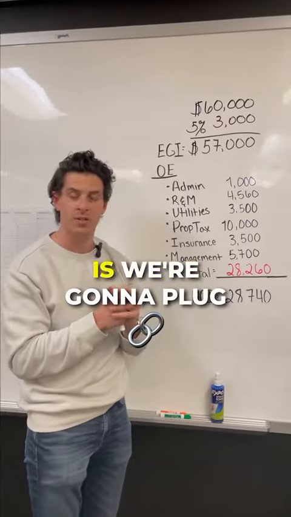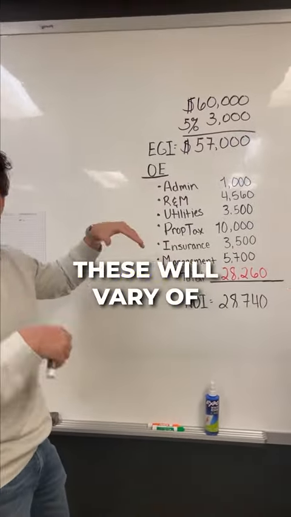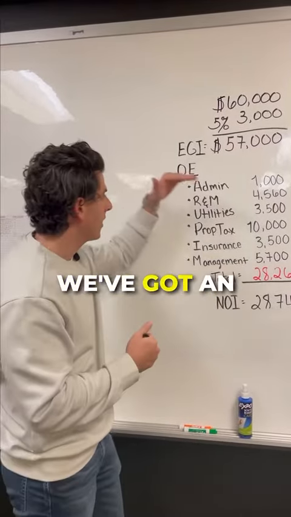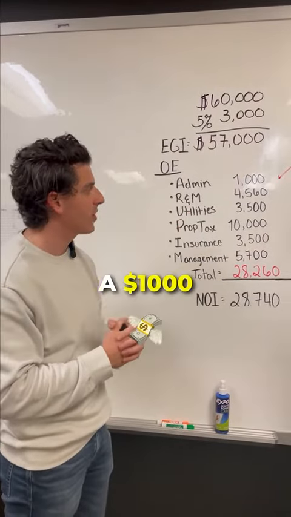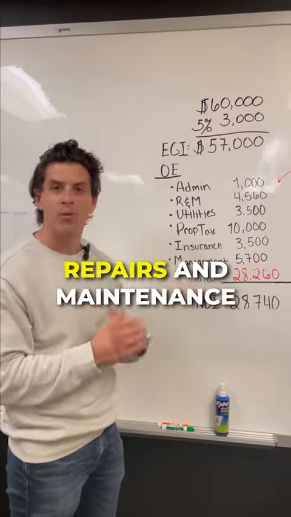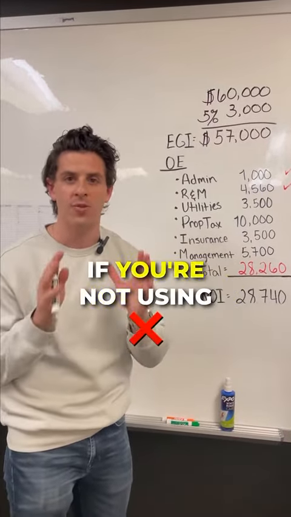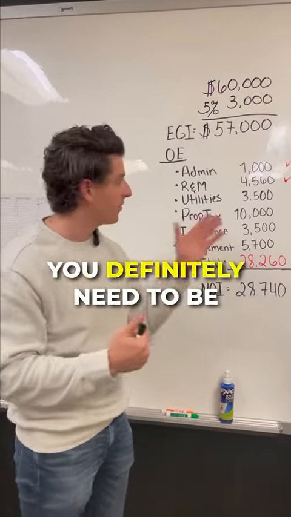Next, what we're going to do is plug in your operating expenses. So operating expenses, these will vary, of course, depending on the property. This is what I'm using in this scenario. We've got an admin number in case you have an administrative expense. We're just putting $1,000 towards that. R&M, repairs and maintenance. Now, every property you need to be budgeting for repairs and maintenance. If you're not using a repair and maintenance number, then you're not doing it the right way. You definitely need to be planning for this.